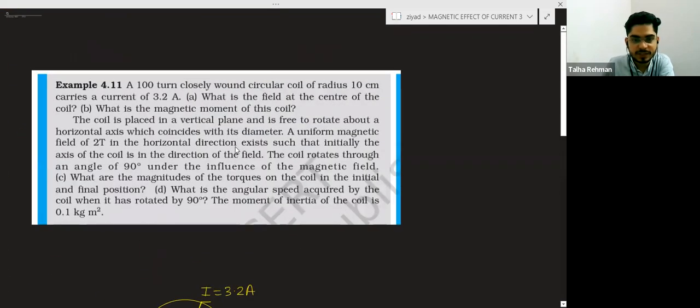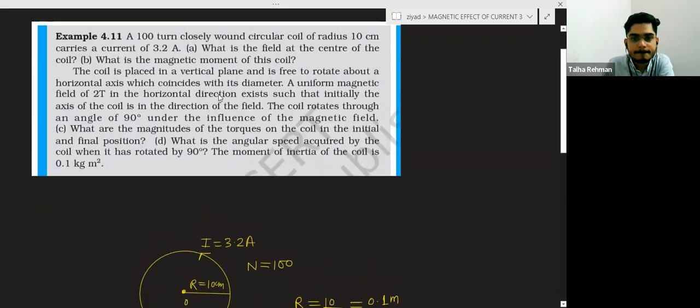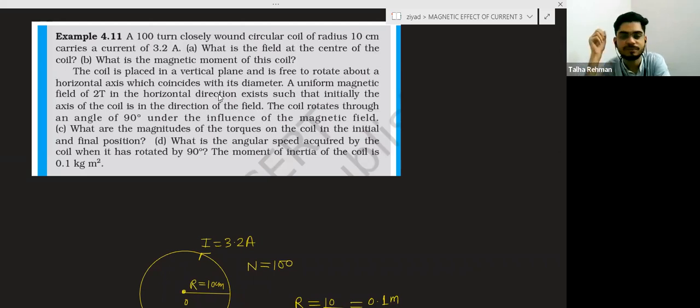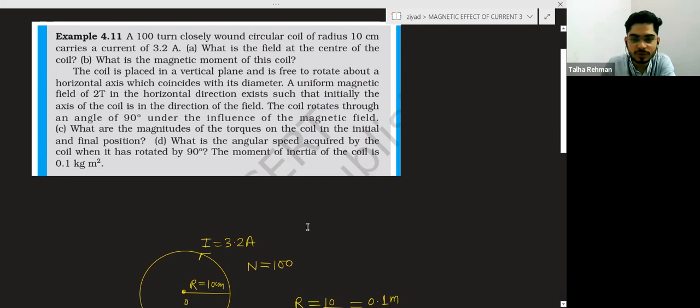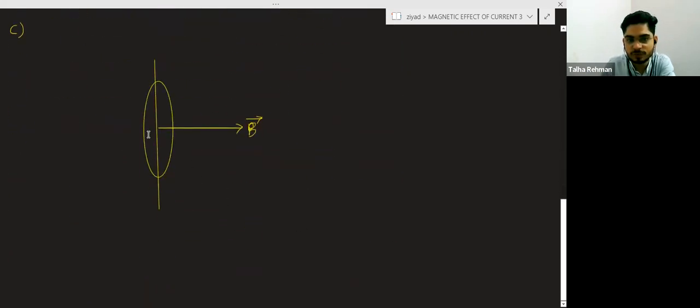And after that they are saying the coil rotates through an angle of 90 degrees under the influence of the magnetic field. What are the magnitudes of the torques on the coil in the initial and the final position? The initial condition of the coil is this.